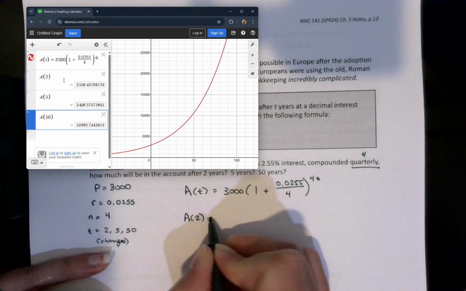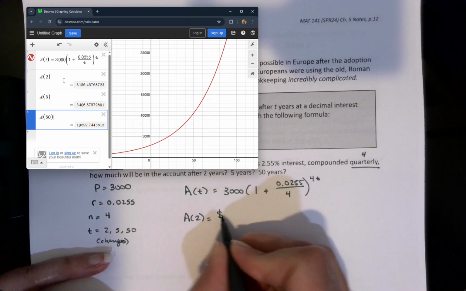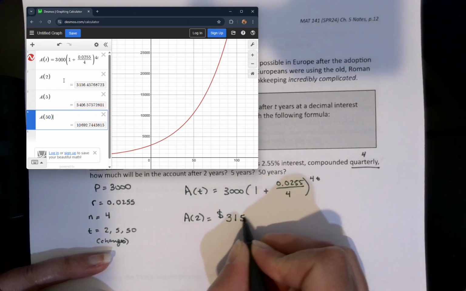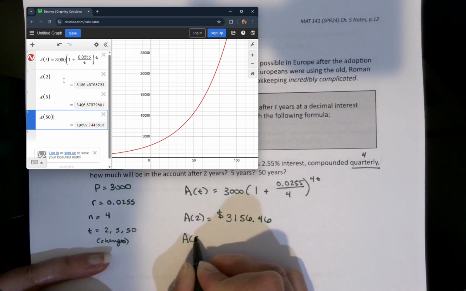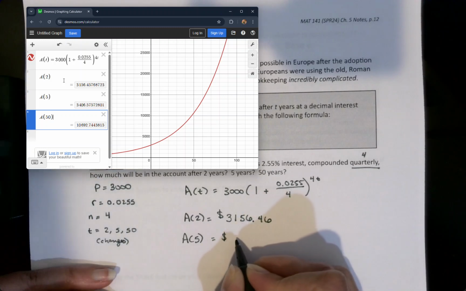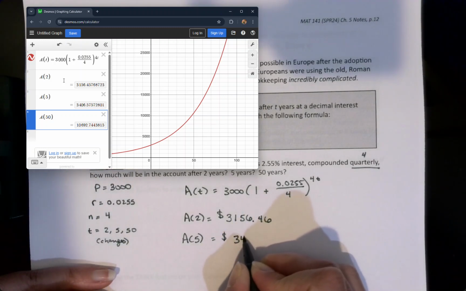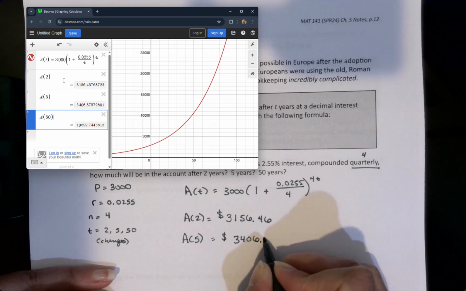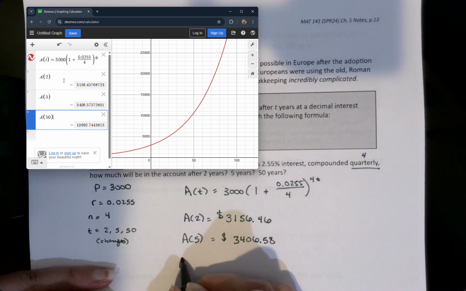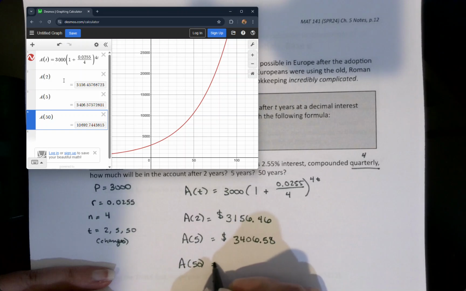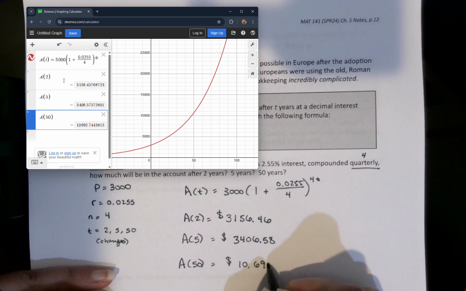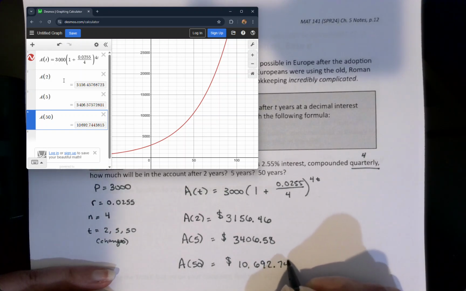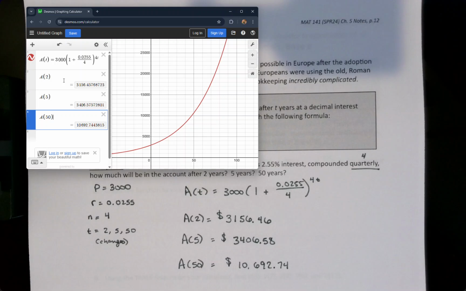So A of 2, after 2 years, the account has $3,156.46. A of 5, after 5 years, the account has $3,406.58. And A of 50. After 50 years, the account would have $10,692.74. Okay.